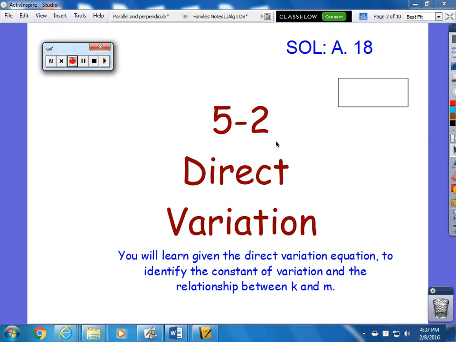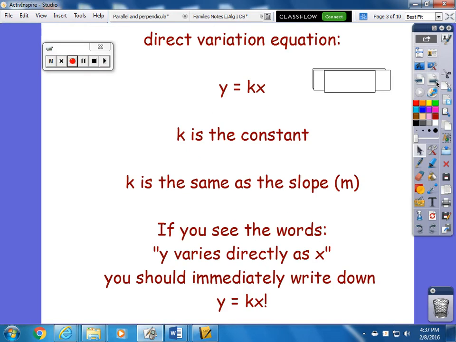Today's lesson is on direct variation. It is SOL 8.18, and you'll learn, given the direct variation equation, to identify the constant of variation in the relationship between K and M.